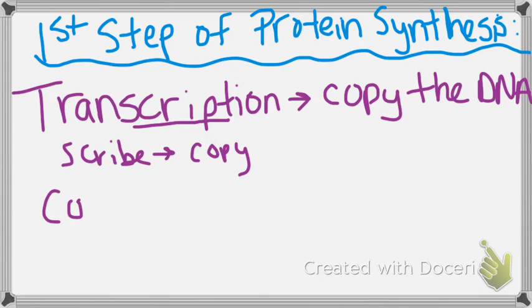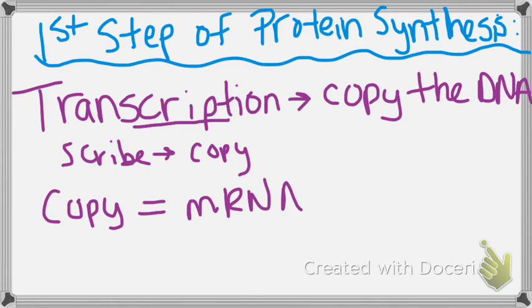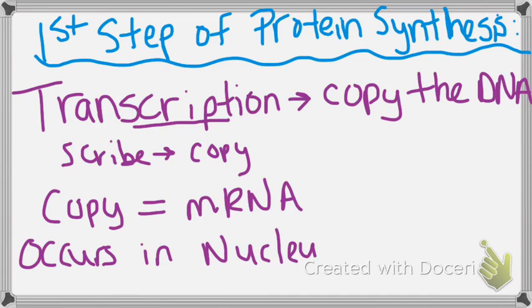This copy of the DNA equals mRNA, which we talked about in class together. mRNA is our messenger RNA, so it is our copy of our DNA sequence that we're going to be translating into a protein. Now, I want to point out the location of where this is happening. This is occurring in the nucleus, because this involves the DNA. So remember, DNA never leaves the nucleus, so transcription occurs in the nucleus.